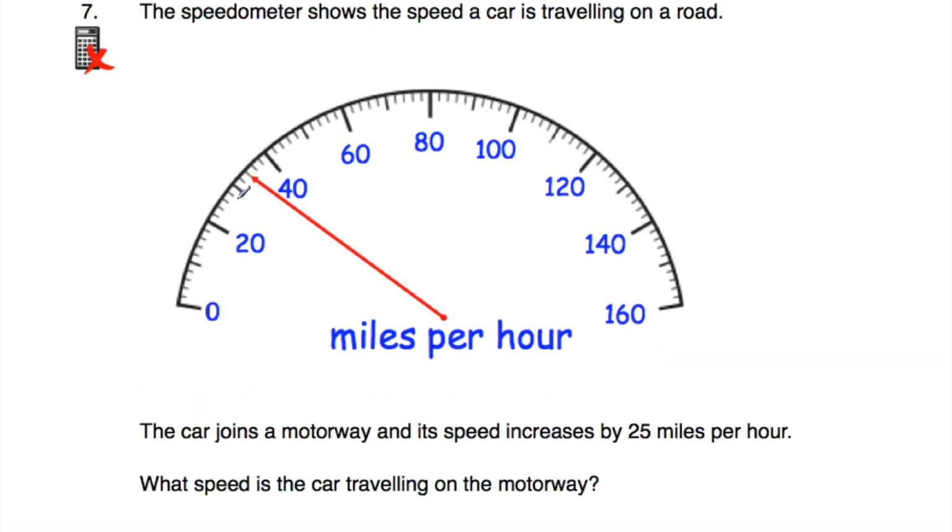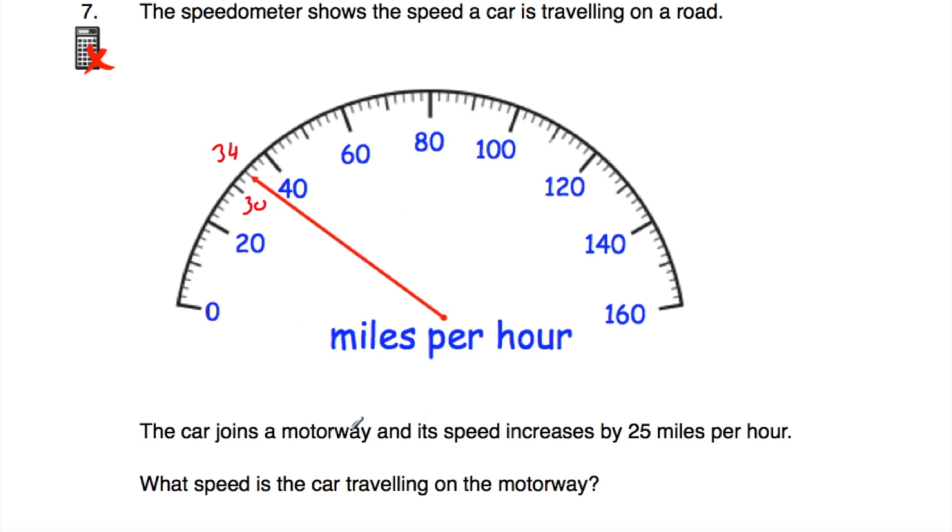Okay, so let's find the speed of the car before it increases its speed by 25 miles per hour. So let's have a look at the scales. We've got 0 and 20. So if we went up in ones, it'd be 1, 2, 3, 4, 5, 6, 7, 8, 9, 10. That's not right. So let's try 2s. 2, 4, 6, 8, 10, 12, 14, 16, 18, 20. So yeah, we're going up in 2s here. So in between 20 and 40 will be 30. So that's 30 there. And then 32, 34. So that's 34 miles per hour. So that's the speed of the car before it joins the motorway.